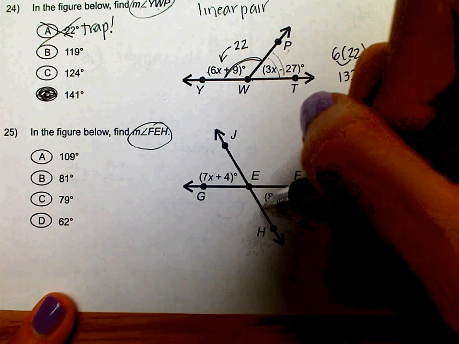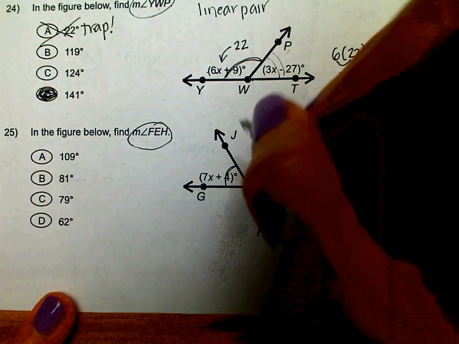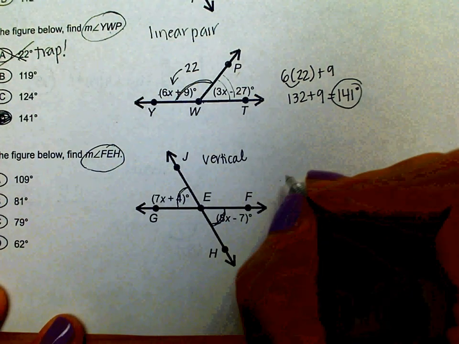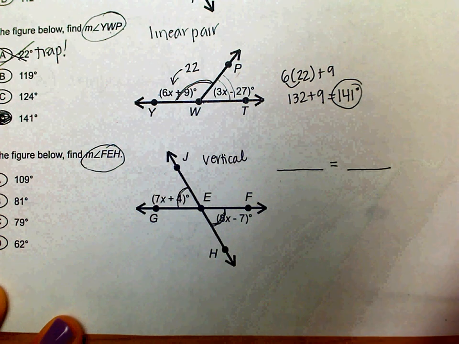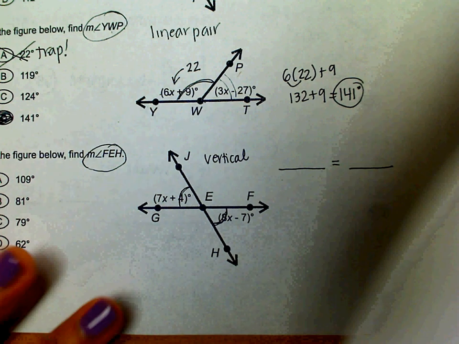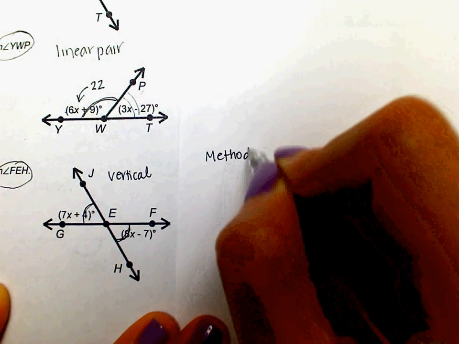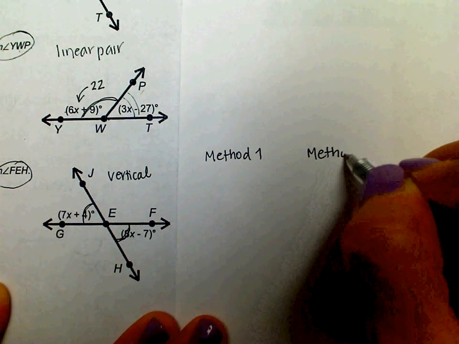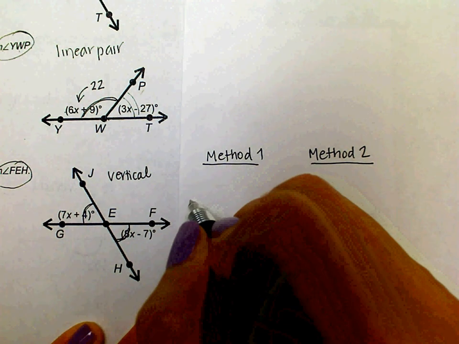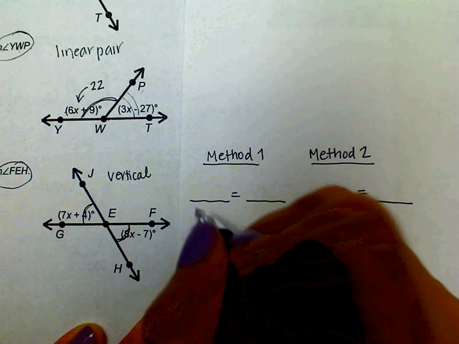Now, thankfully, there's something there and also something across from it. This is a vertical angle pair. What do we know about verticals? They're equal to each other, so you should do blank equals blank. There's no 180, there's no 90, they're simply equal to each other, and that's how you treat it. So let's try the two methods. So method 1, method 2. Okay, so they're both the same in that you're going to equal them to each other. Okay, and one of them has a 7x plus 4, the other one's an 8x minus 7.